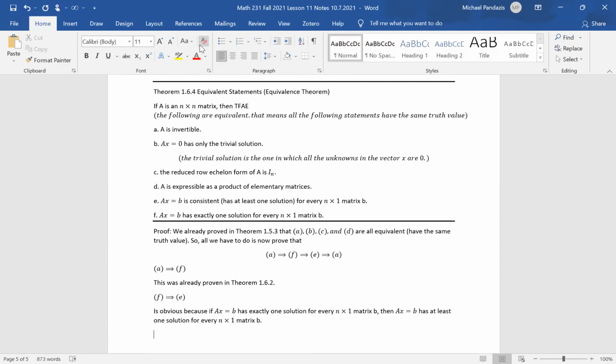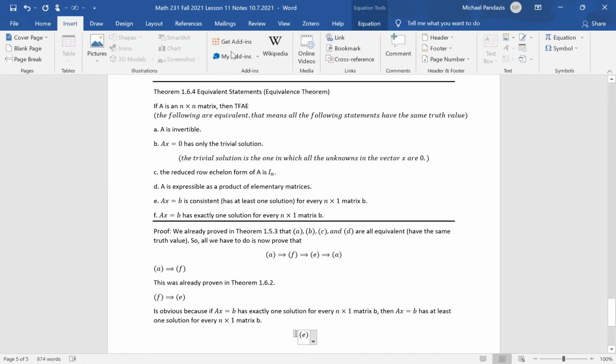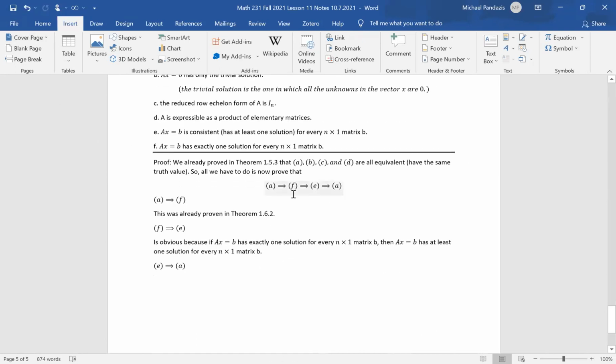And so we have A implies F and F implies E. So that leaves one more thing to prove. We have to show that E implies A. If we show that, then we're done, and the extended equivalence theorem is also proven. So for E, we assume that AX equals B is consistent. It has at least one solution for every n by 1 matrix B. Okay, so that's our assumption.